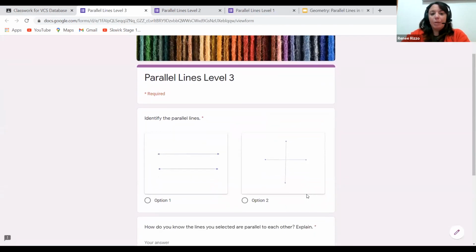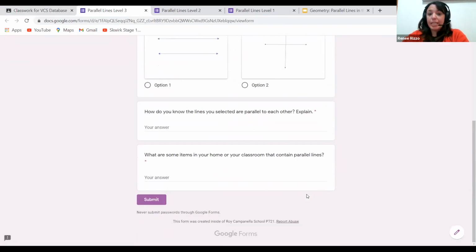For level 3, which would be the highest level, it would be first identify parallel lines and then open-ended questions, which encourage higher order thinking. So how do you know the lines you selected are parallel to each other, and explain? And what are some items in your home or your classroom that contain parallel lines?